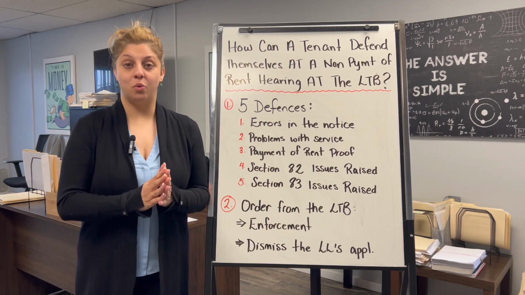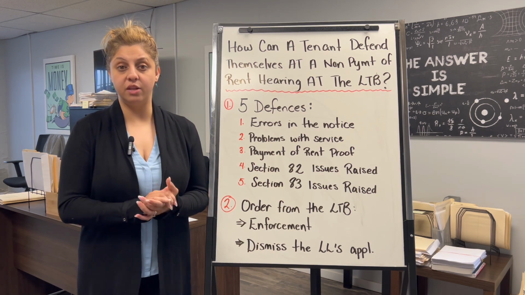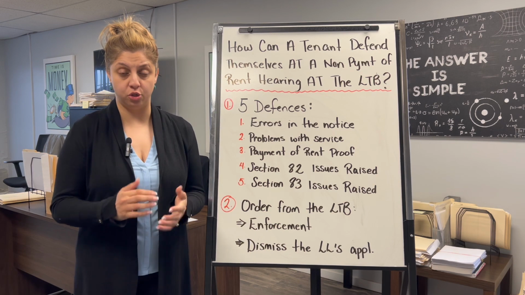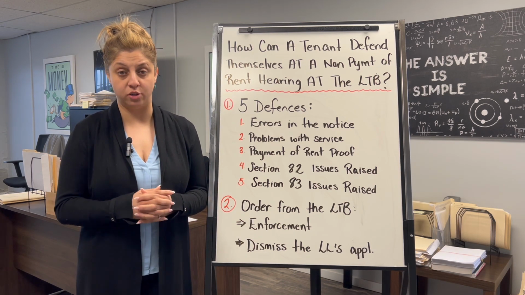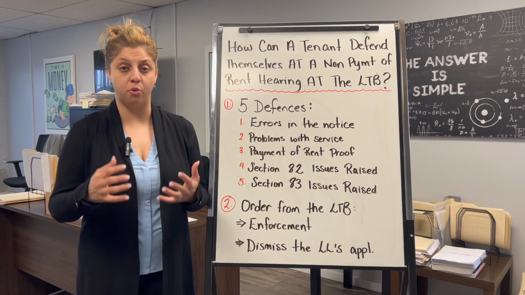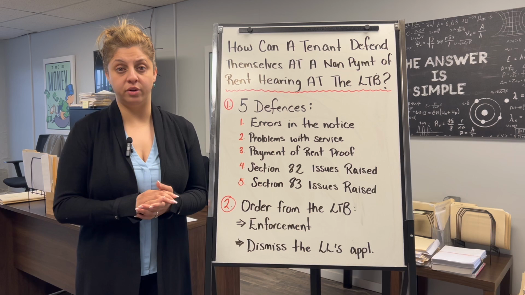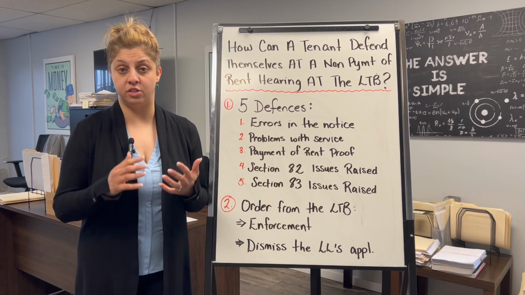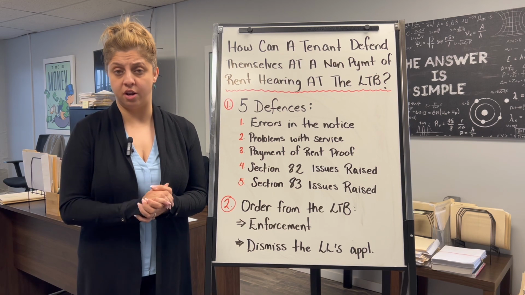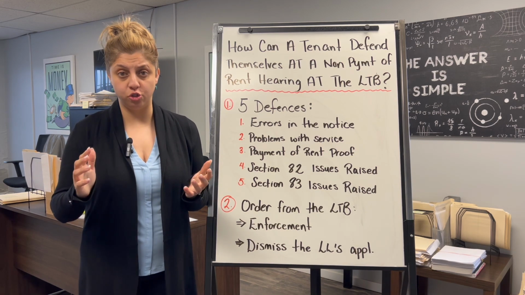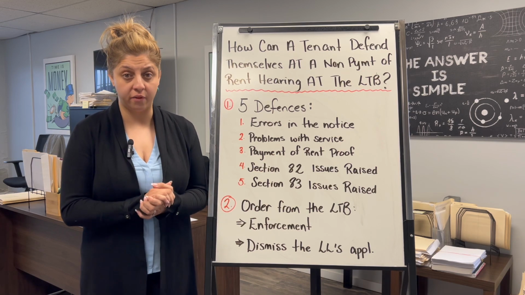Number 4, raising issues under Section 82 of the Act. A tenant can raise issues under Section 82 to justify reasons as to why they haven't paid the rent or why they have held back a portion of the rent. These issues can be the landlord neglecting to do maintenance and repairs, the landlord holding an illegal deposit and not returning it. Any issues can be raised under Section 82 at a non-payment of rent hearing.